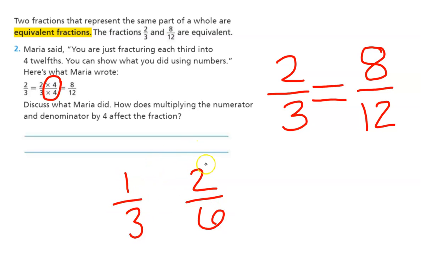Well, how would I get from 1 to 2? I would multiply that by 2. So how do I get from 3 to 6? I also multiplied that by 2. So I then can tell that those are totally equivalent fractions.